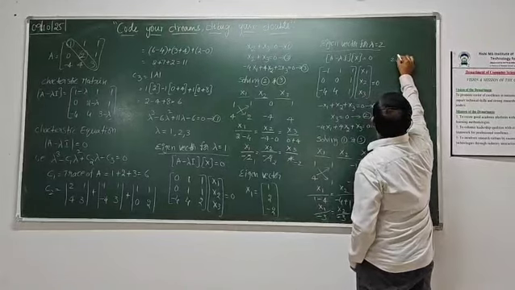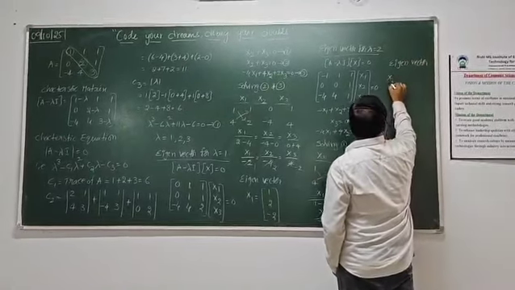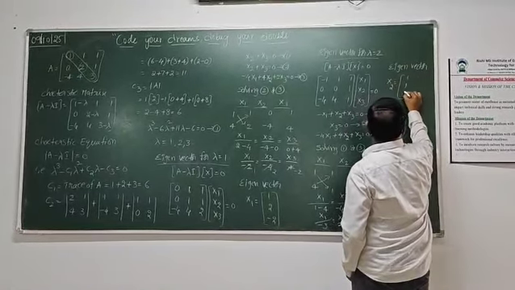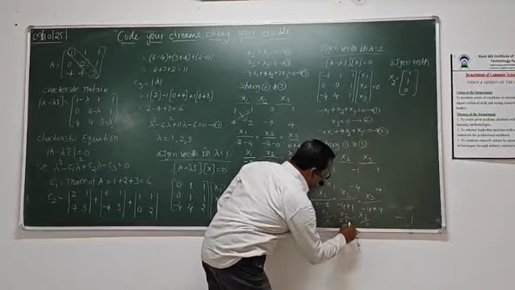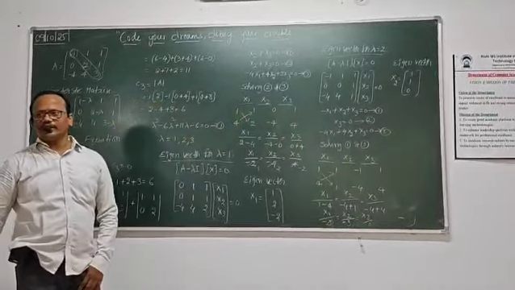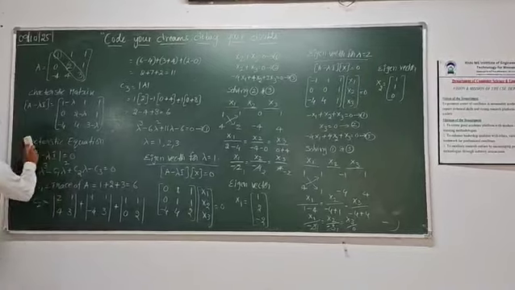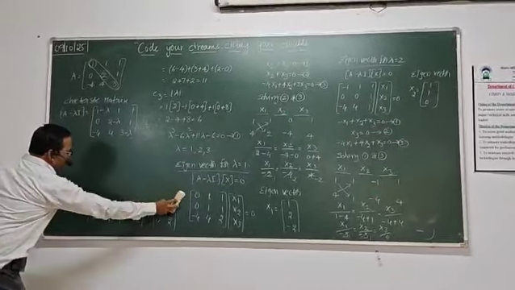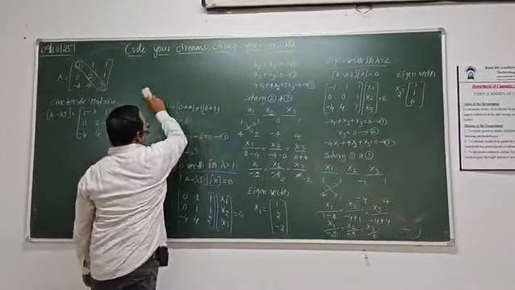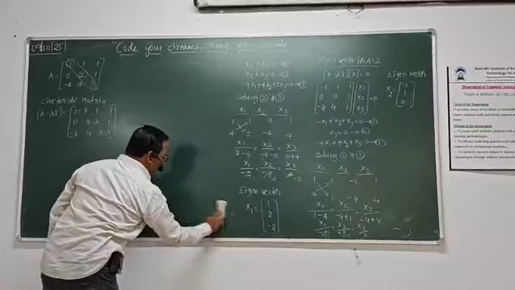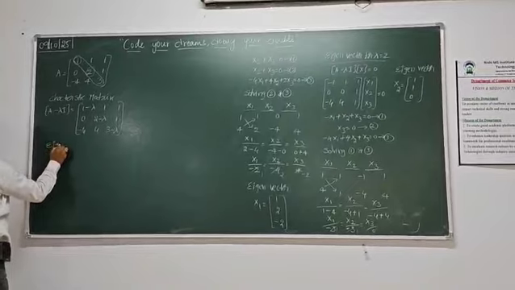Then the eigenvector x2 equal to 1, 1, 0. Here if we divide with minus 3, we get 1, 1, 0. So that is the second eigenvector. Now we need to find the third eigenvector, the eigenvector when lambda equal to 3.